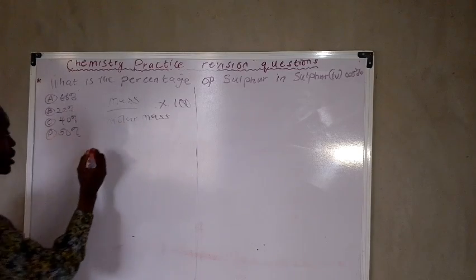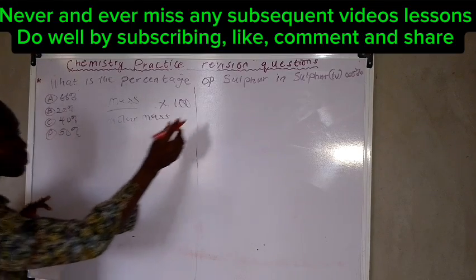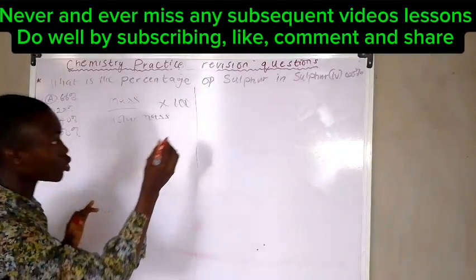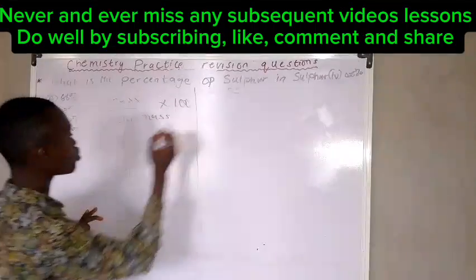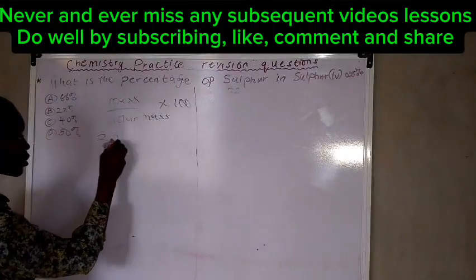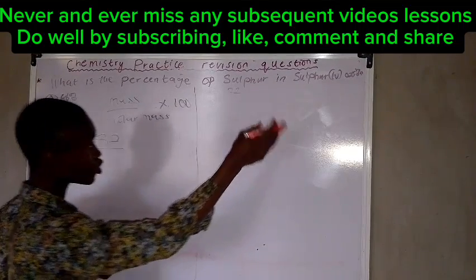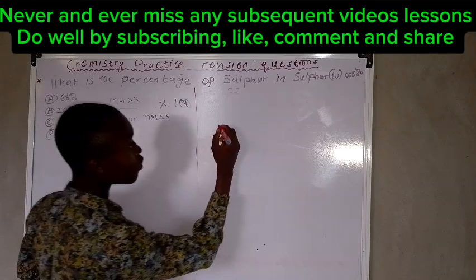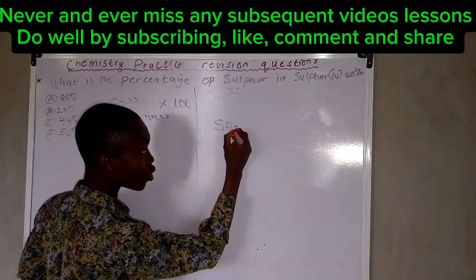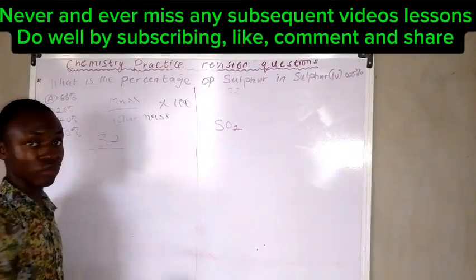Before we solve for this, let's input our mass. What is the mass number of sulfur? Sulfur has a mass number of 32, so 32 over the molar mass. Now what is the molar mass of sulfur IV oxide? Sulfur oxide is SO2. This is the chemical formula of sulfur oxide.